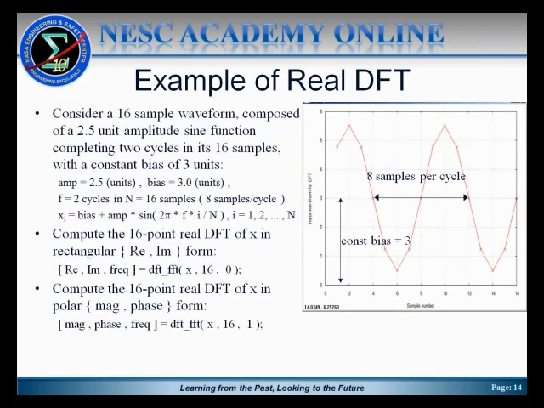So let's pick some numbers for this then. The amplitude is 2.5 units. The units are unimportant here. The bias is 3 units. And the frequency f is 2 cycles in n equals 16 samples, or basically 8 samples per cycle. So then you can construct a signal like this. If you were doing MATLAB or Octave, you could type in this equation, and that would generate the sinusoid that you see plotted there on the right.